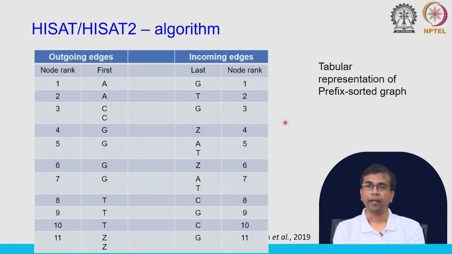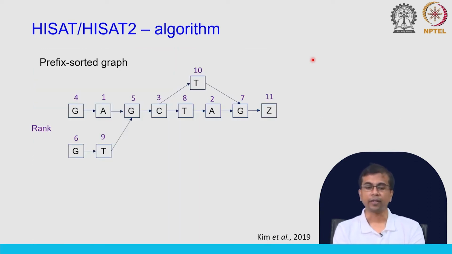What we do next is we have a tabular representation of the prefix sorted graph, which talks about outgoing edges and incoming edges. As you can see, they are sorted by this node rank, from 1 to 11, and they have 2 columns called first and last. This is interesting, because it is very similar to what we talked about when we discussed the Burrows-Wheeler transform. So, what is this first and last?